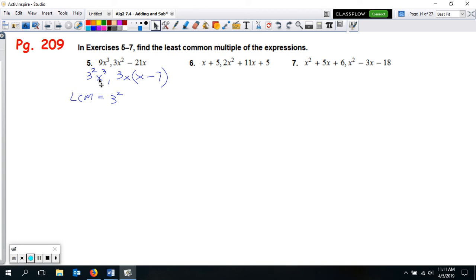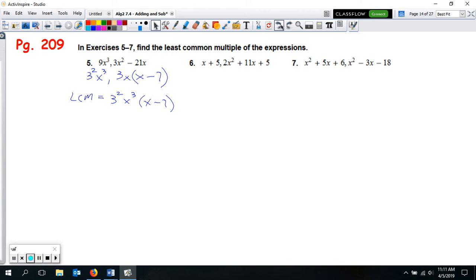We have 3 x's here, so we want those 3 x's to be also in there. That's the most of them. And then as far as the binomial, this one has an x minus 7 binomial. This doesn't even have 1 at all, so the most of the x minus 7's is just one of those. So we're going to include an x minus 7 binomial.